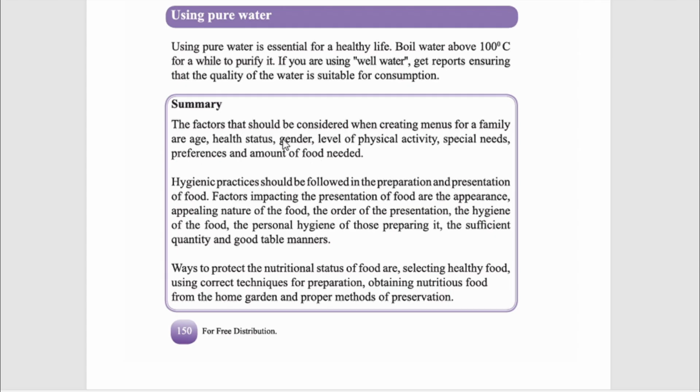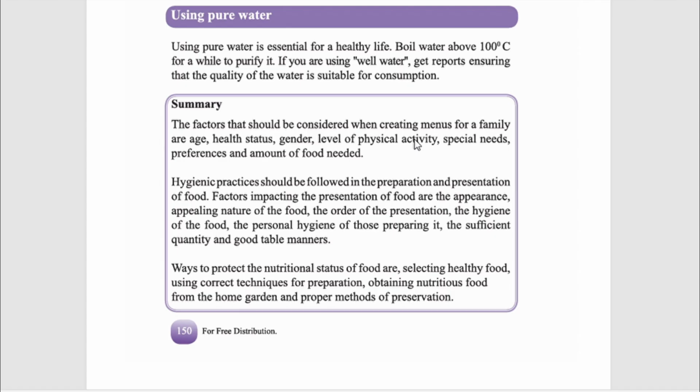The factors that should be considered when creating menus for the family. Can you remember we discussed before how we make a family menu? We have to consider age, health status, gender, because there are various age categories in a family. We have to consider their physical activity, special needs, and preferences about the food. Then we have to make the meal. Also hygiene is a very important part, and the presentation to improve the appetite for the food. So we have to consider those kinds of things as well.